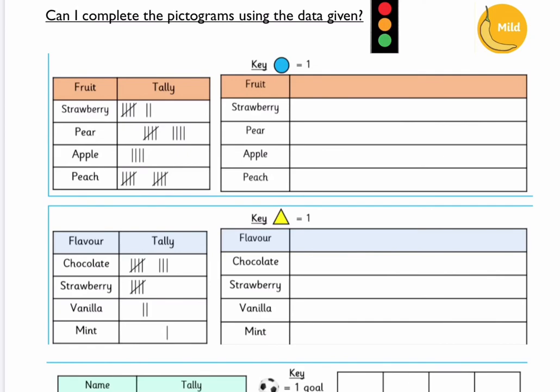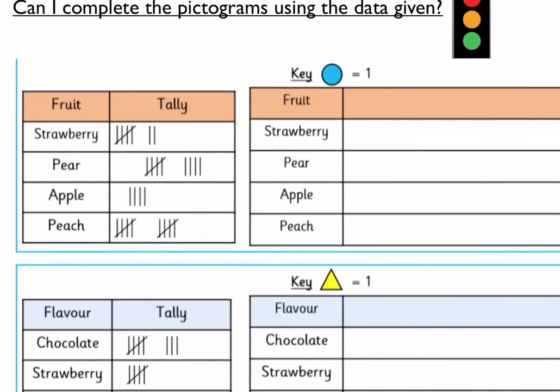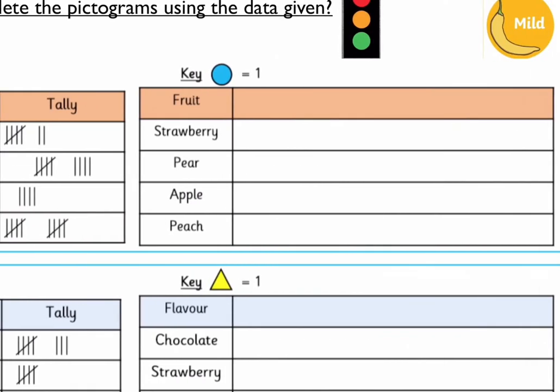So I'm going to show you with the first one. We can see here we have a list of fruit: strawberry, pear, apple and peach, and the tally marks that you practiced yesterday have been placed next to each fruit. We can see for strawberry we have 5, 6, 7 tallies. So on your pictogram that you will draw, you will be using the key, and the key for this pictogram is a blue circle. So all your pictures will be blue circles on this particular pictogram.